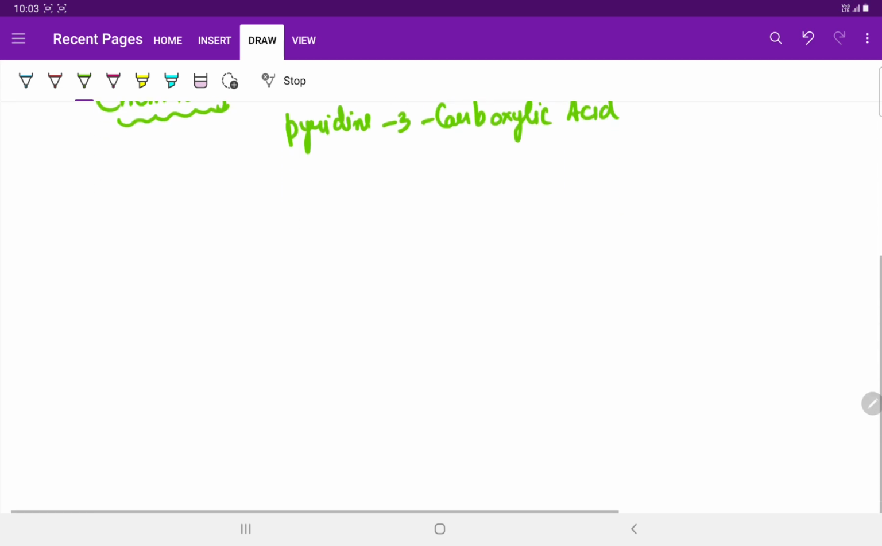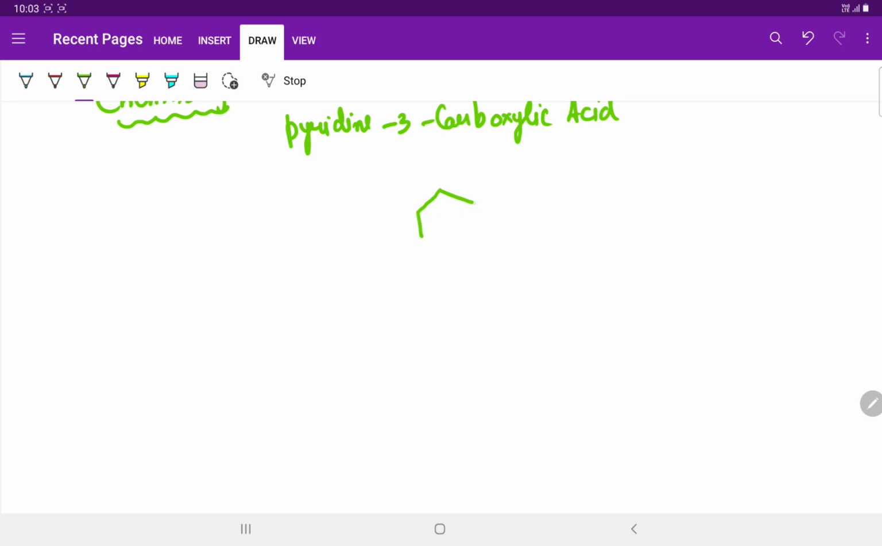Now let us draw its structure first. Students, you all know that pyridine is a 6-membered nitrogen containing heterocyclic ring. So students, this is the structure for niacin. Don't get confused. Now I shall be drawing the structures for its coenzymes also.